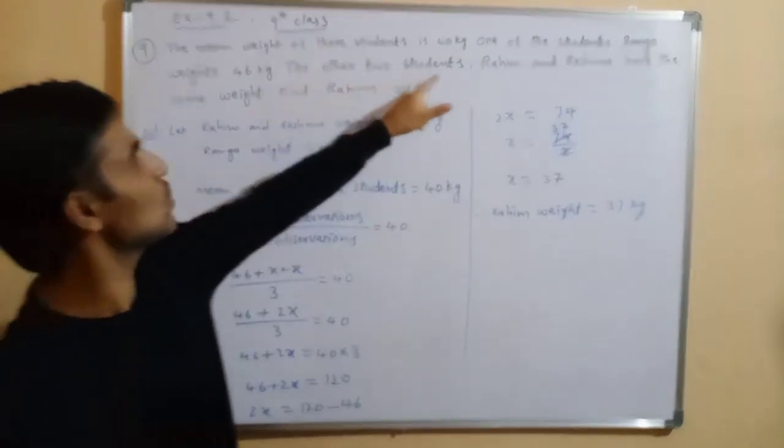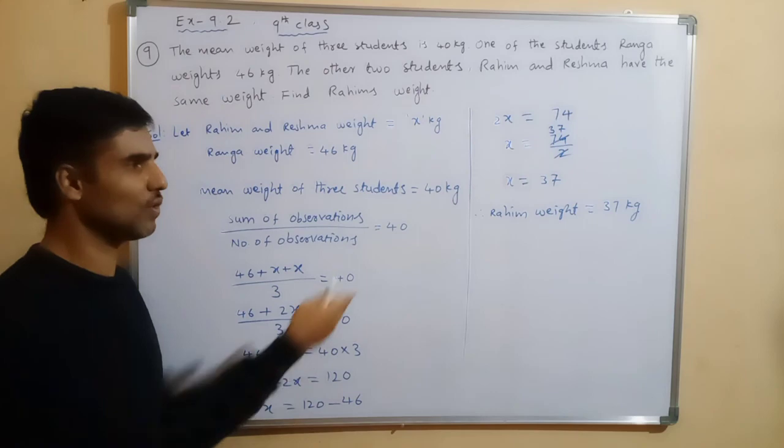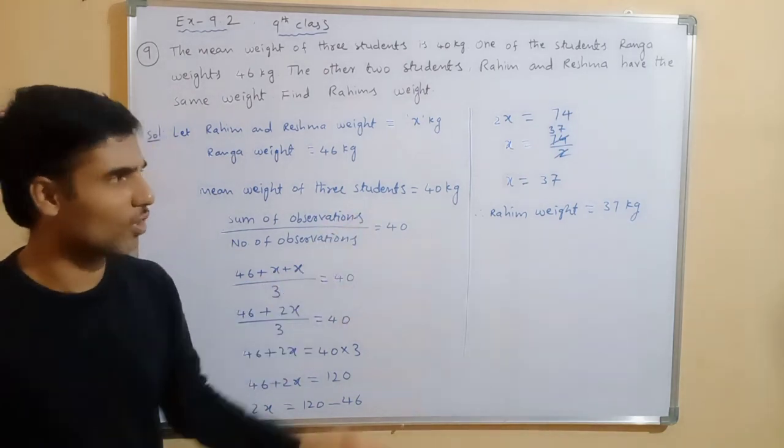Why? Because they have the same weight. The other two students, Rahim and Reshma, have the same weight. So the answer: Rahim's weight equals 37 kgs.